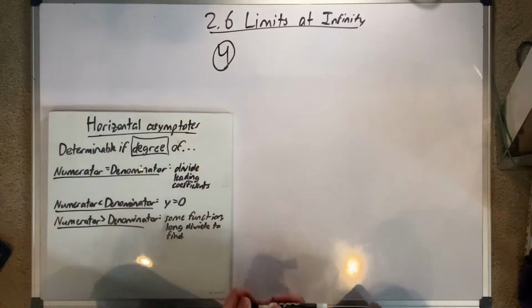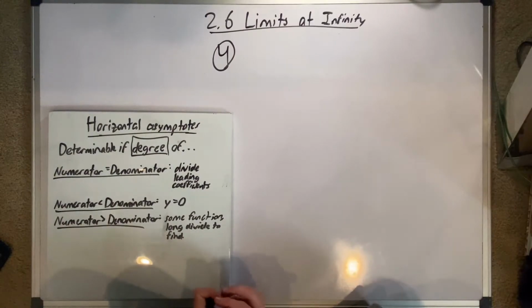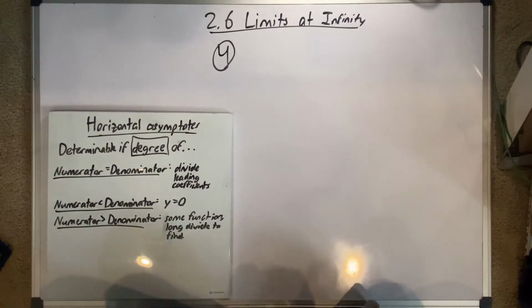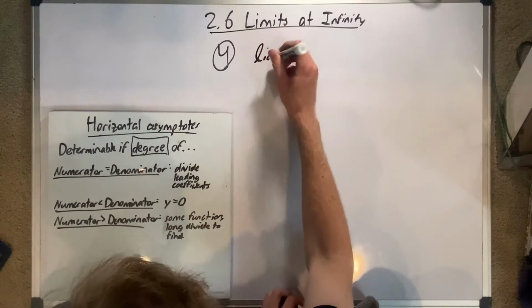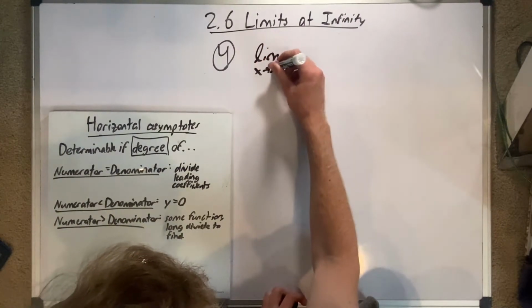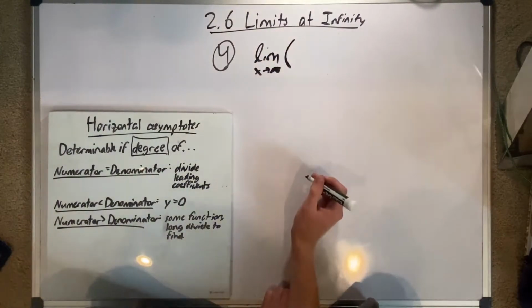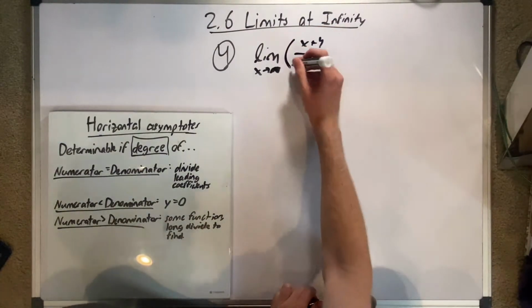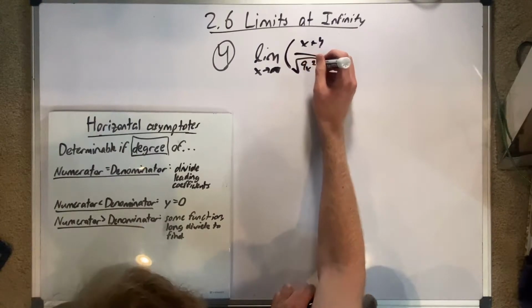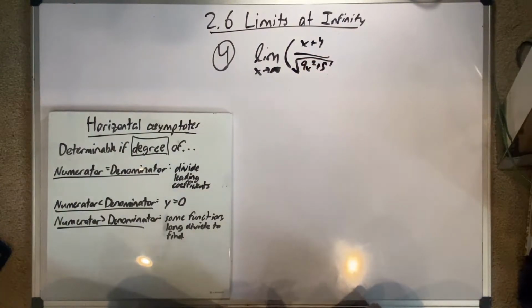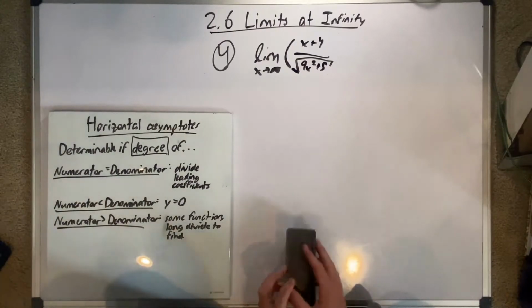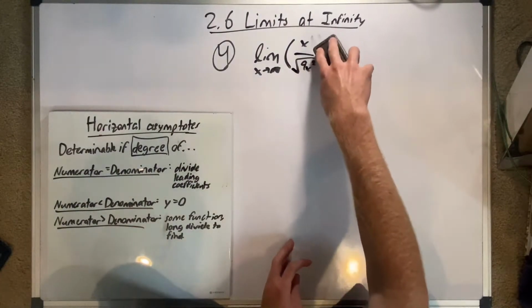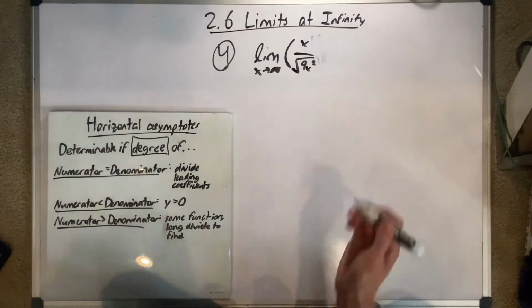Number 4 is, we're going to use radicals again. Limit as x approaches infinity of x plus 4 over rad 9x squared plus 5. Okay, so now let's think about how this one will work. First of all, as x approaches infinity, these other terms approach negligibleness.